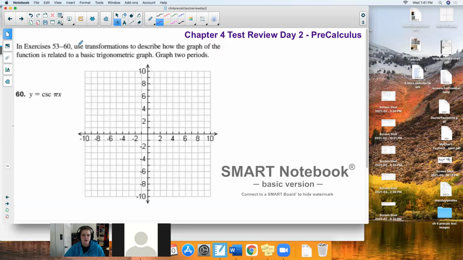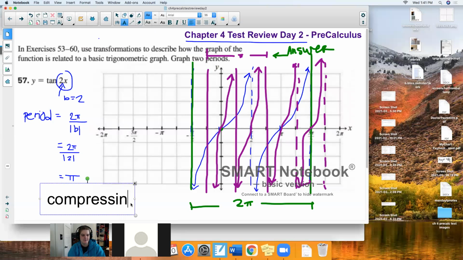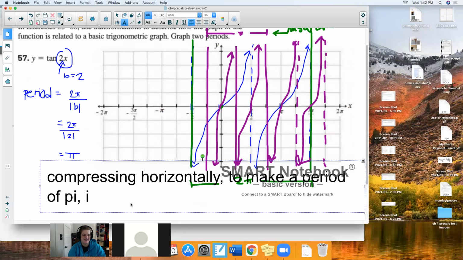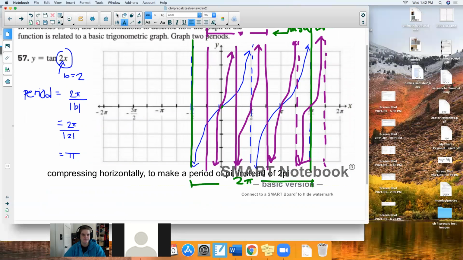Okay, so we're going to use transformations to describe how the graph, oh, I didn't do it over here. I got to type it out. The description: compressing horizontally to make a period of pi instead of 2 pi. Sweet. I don't have the symbol on my keyboard, so pi is what we're going with. Okay.